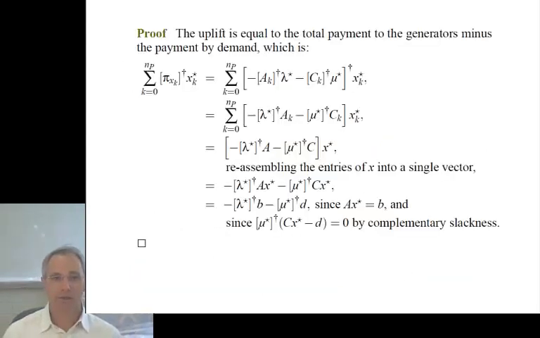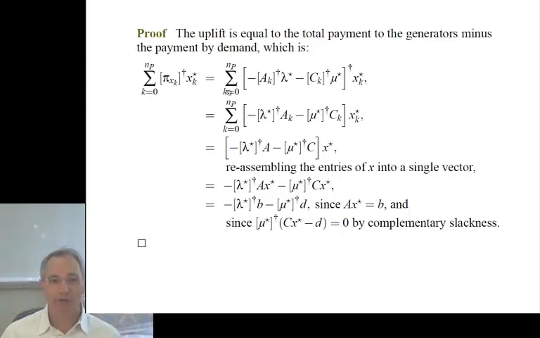Let's see how to prove it. Well, the uplift is equal to the total payment to the generators minus the payment by the demand. So the payment to the generators is the sum k equals 0 to np of pi xk transpose xk star. The payment by demand is minus pi x0 x0 star, so I can incorporate it, and the total payment to the generators minus the demand is simply the sum from k equals 0 to np of pi xk transpose xk star. That gives me this term.